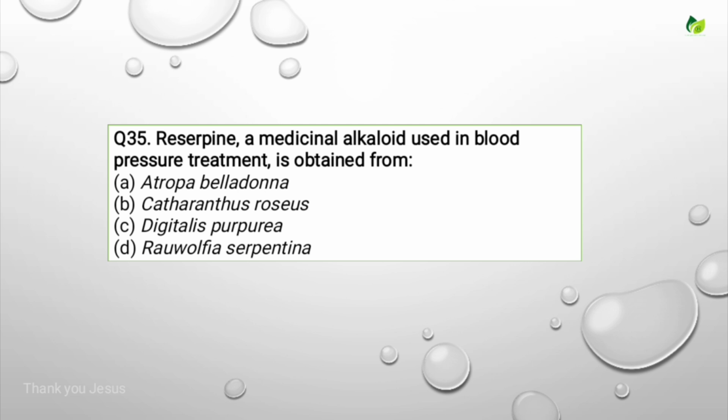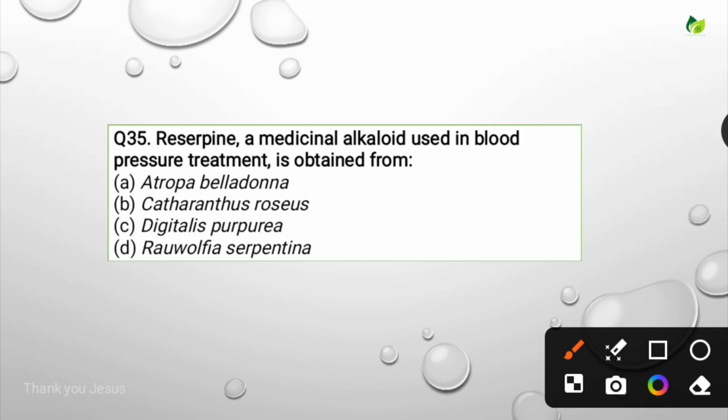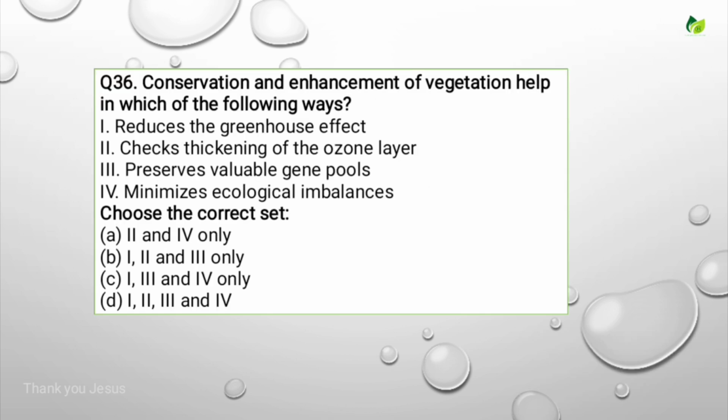Reserpine, a medicinal alkaloid used in blood pressure treatment, is obtained from. Options are Atropa belladonna, Catharanthus roseus, Digitalis purpurea, Rauvolfia serpentina. For this, the correct answer is Rauvolfia serpentina, which is used for the treatment of hypertension and also for mental disorders. Let's see the next question.